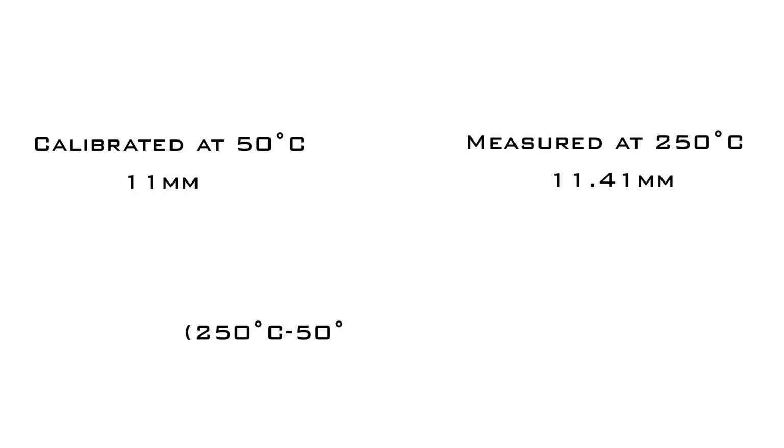It means that if the equipment was calibrated at 50 degrees Celsius and the thickness reading was received at 250 degrees, then the apparent thickness should be reduced by 3.6%.